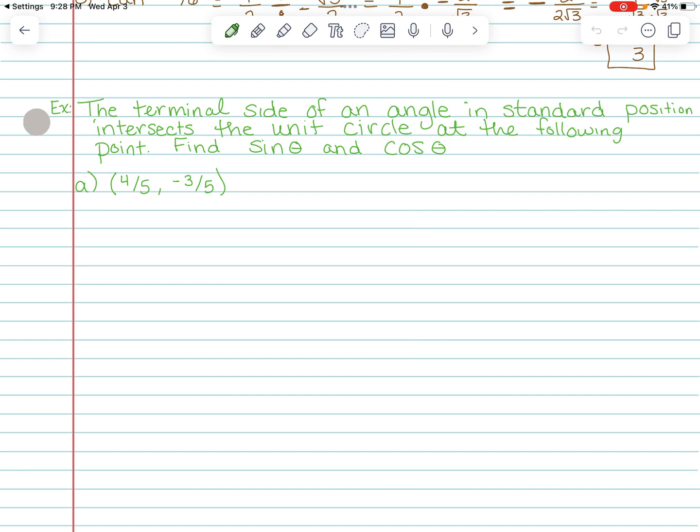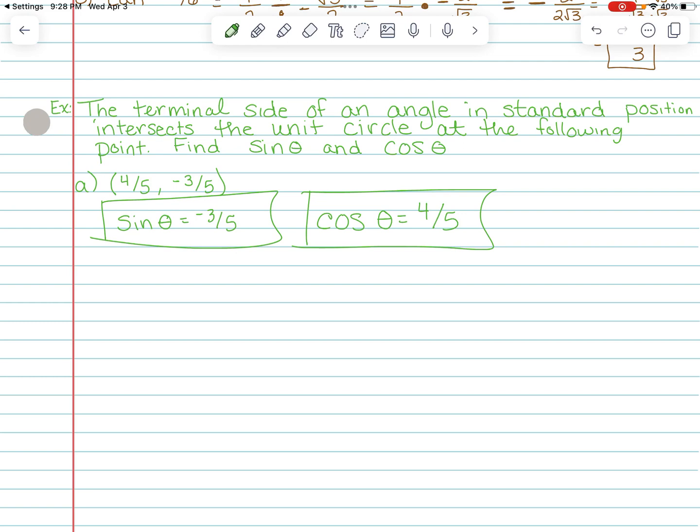Now, just because it's not one of the important points on the unit circle doesn't change the fact that on the unit circle, sine is the y value, cosine is the x value. So if I want sine of theta, just look at the y value. Sine of theta is equal to -3/5. Done. Cosine of theta is the x value. Cosine of theta is equal to 4/5.